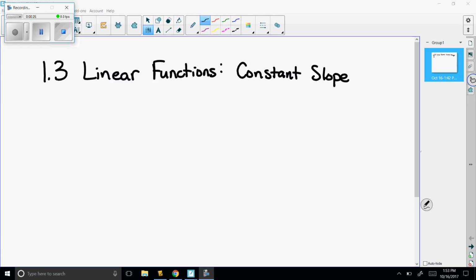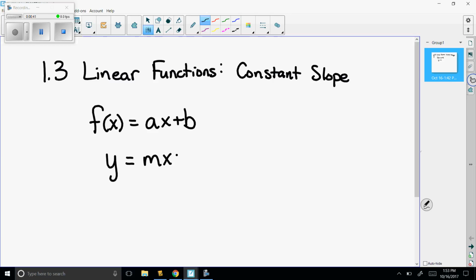That is the function of the form f of x is equal to ax plus b. Now that is not any different than what you are used to. That linear function you are used to is y is equal to mx plus b. It's the same thing. They're just putting it into a linear format for you.